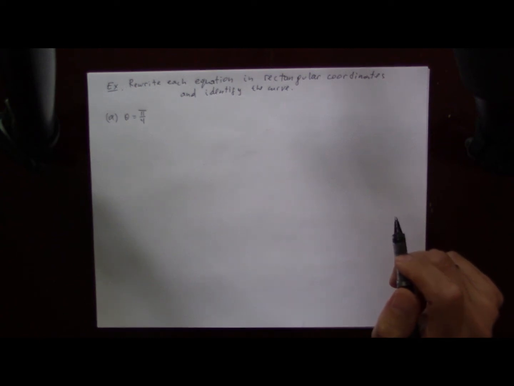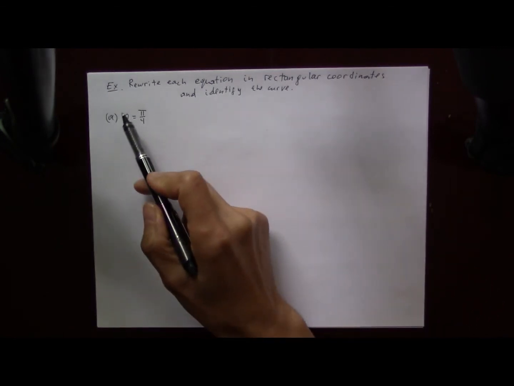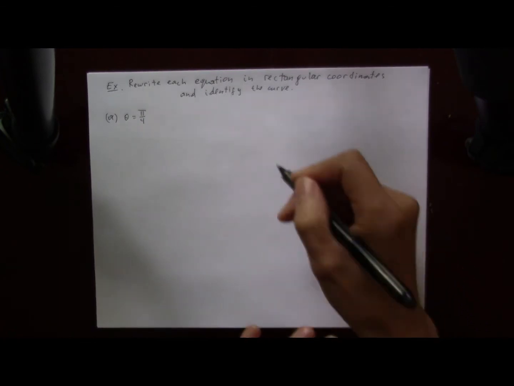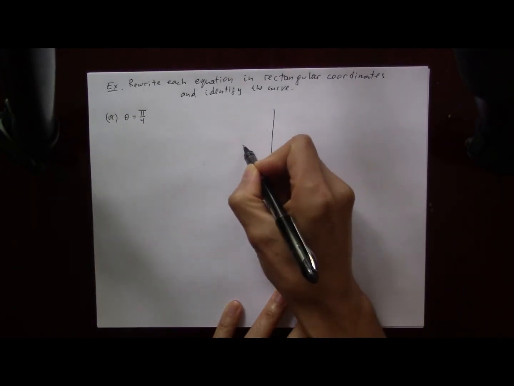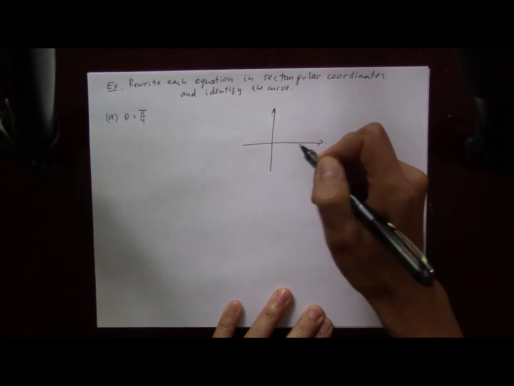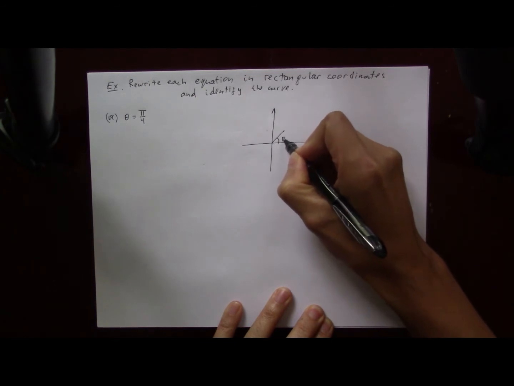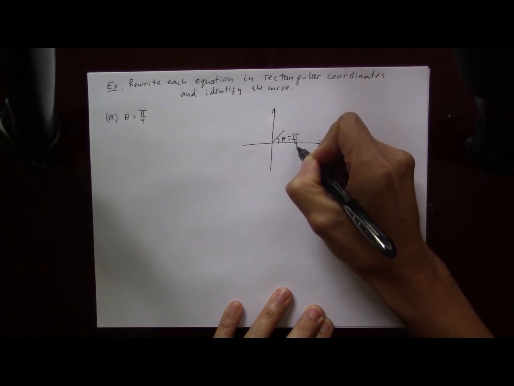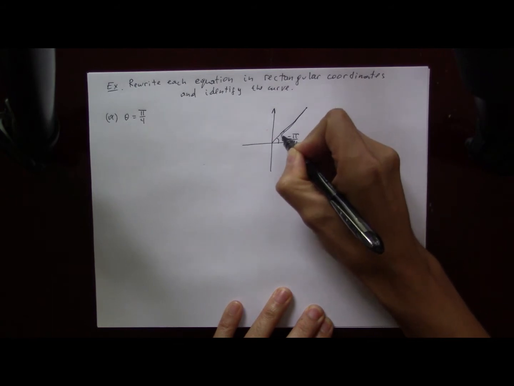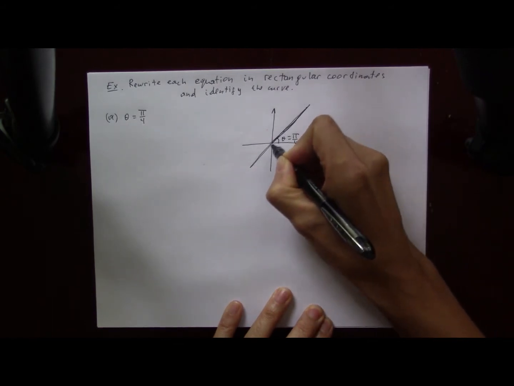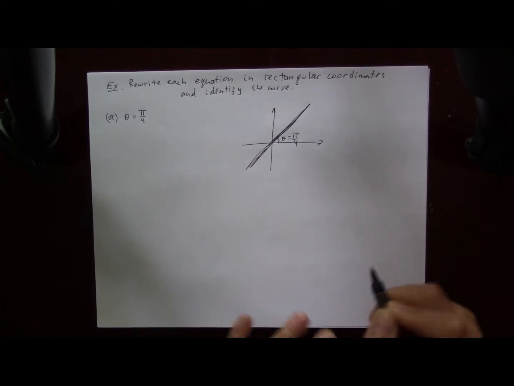We have an equation given to us in polar coordinates, and we want to rewrite the equation in rectangular coordinates and identify the curve. So if we have the equation theta equals pi over 4, firstly, I can sketch it. The direction is always pi over 4. And I sketch a graph, and we kind of see a straight line through our origin.